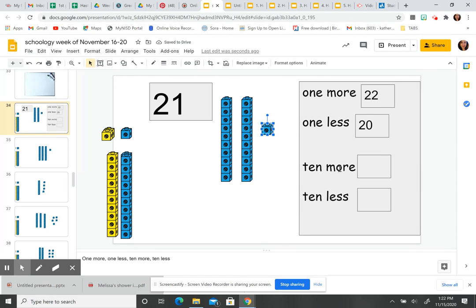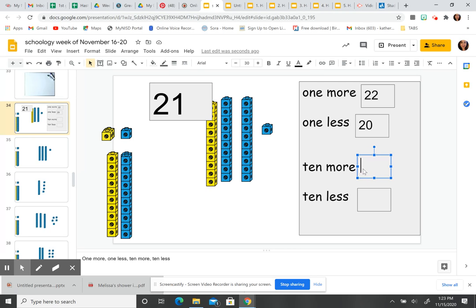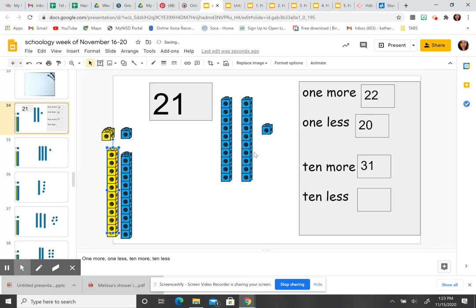And now I want 10 more. So I'm not going to take a 1, I'm going to take a 10. I'm just using the yellow ones so that you can see that that's the one we're adding. So there's 10 more. So now I have 10, 20, 30, 31. So 10 more would be 31. Before I do anything else, I need to reset it back to 21. So I'm back to 21.